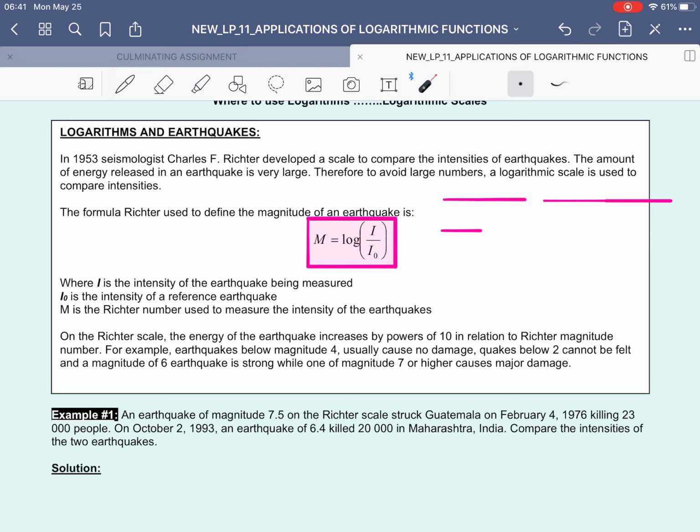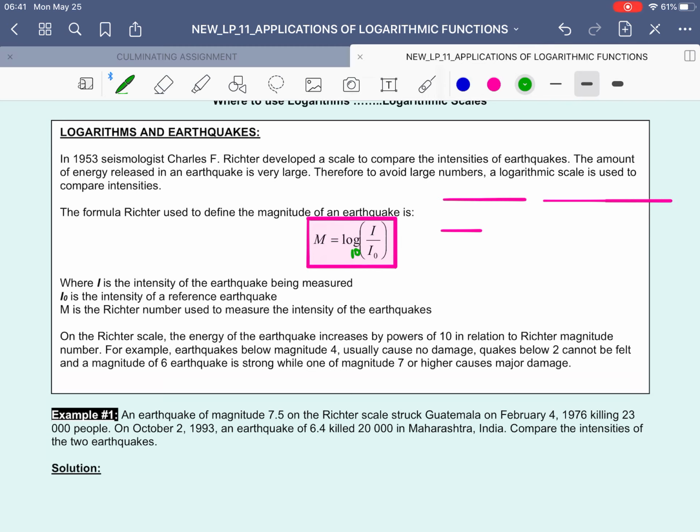Now, on the Richter scale, the energy of the earthquake increases by powers of 10. How do we know this? Well, think about it this way. We have the log in here. We don't see the number on the base. That means the number of the base is 10.